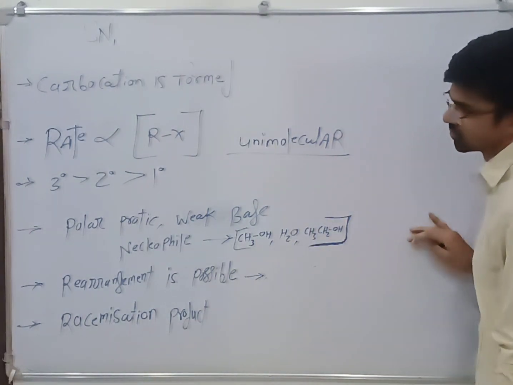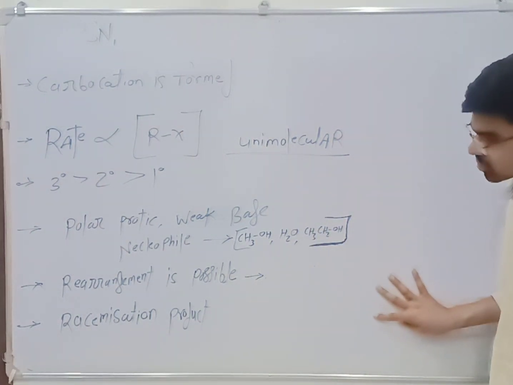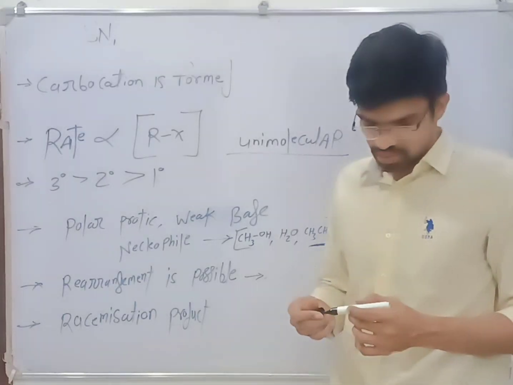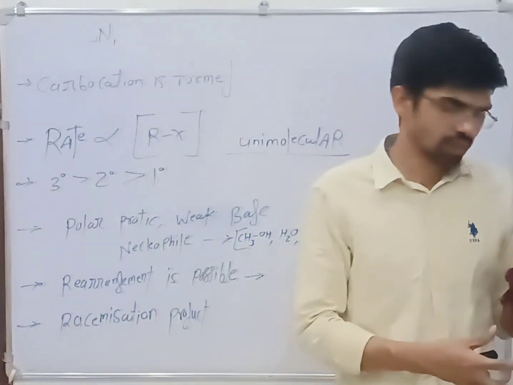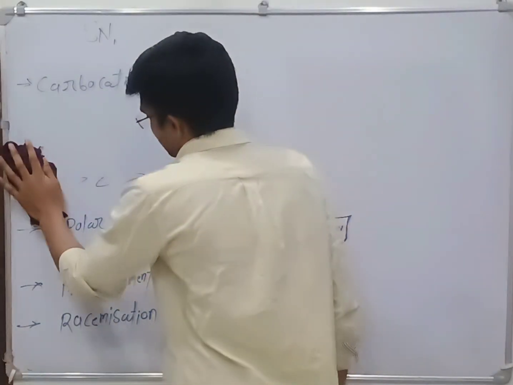I will explain you in the next part, after explaining the optical isomerism, how the racemic product is formed. Wait a minute.